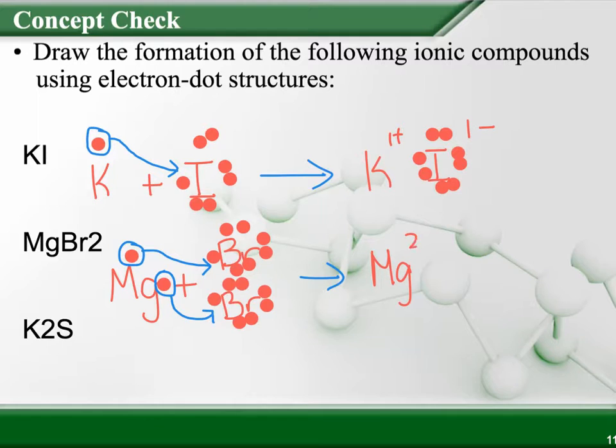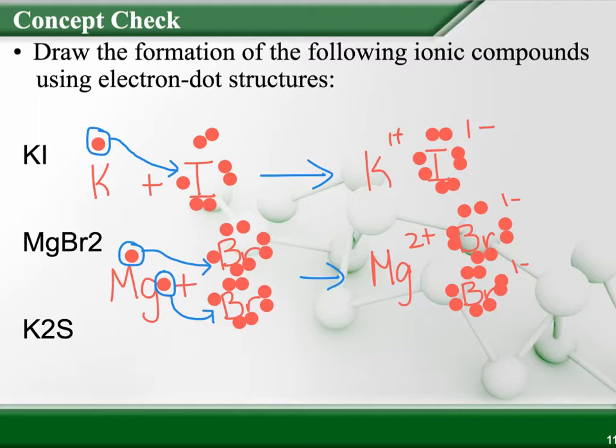So magnesium lost 2, it gets a 2 plus charge. Each of our bromines, we have to write those out again, but each of those bromines gained an electron, so they each have 8. And because they each gained 1, they now each have a negative charge.